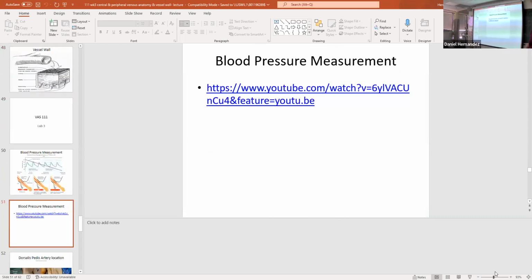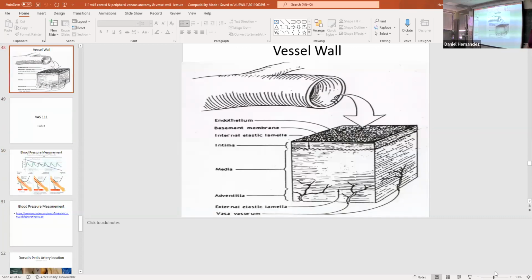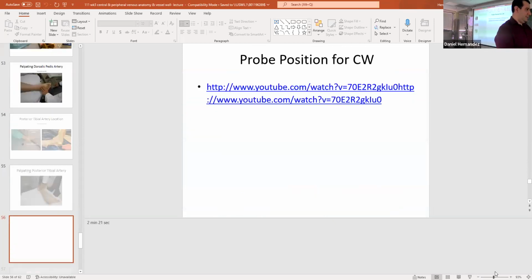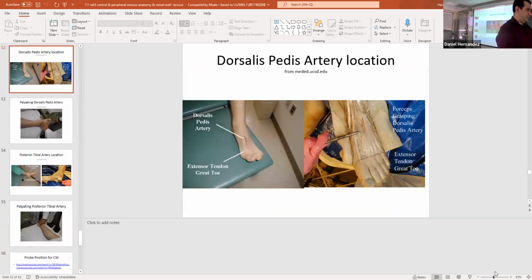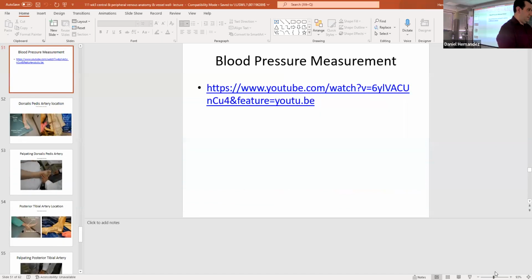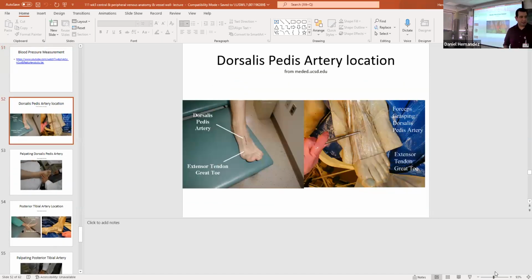That was it. So we did blood pressure measurements. When we get into lab, we're going to be doing the full PVR and segmental pressures today, all the cuffing. This is a nice diagram showing where to find the dorsalis pedis artery, that location.